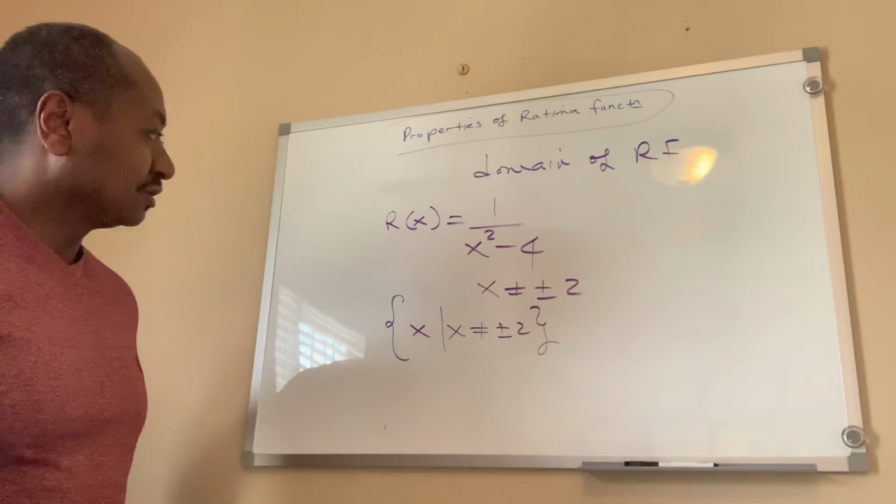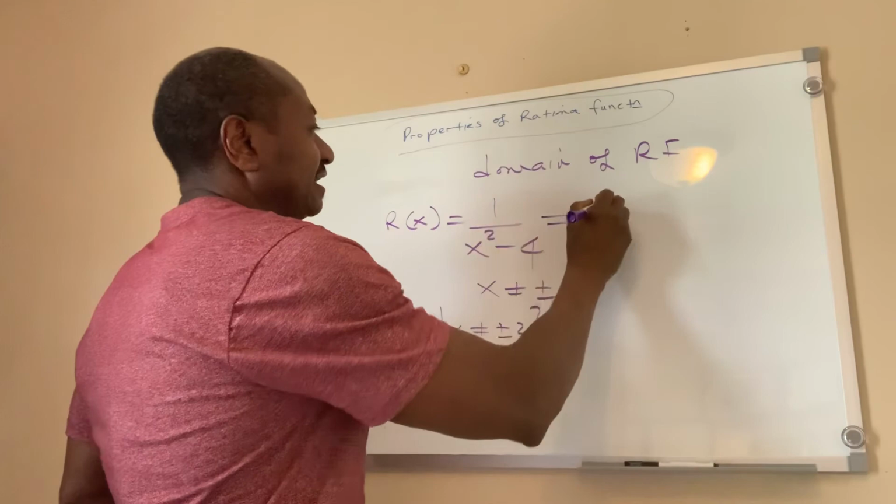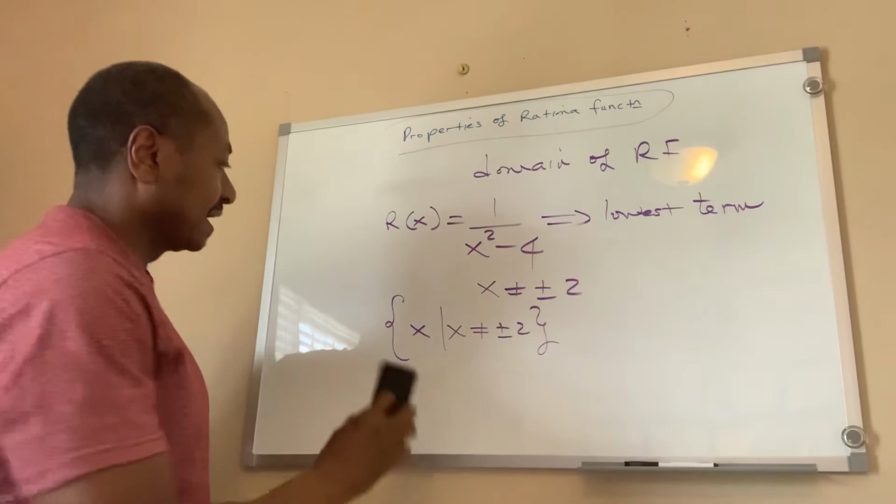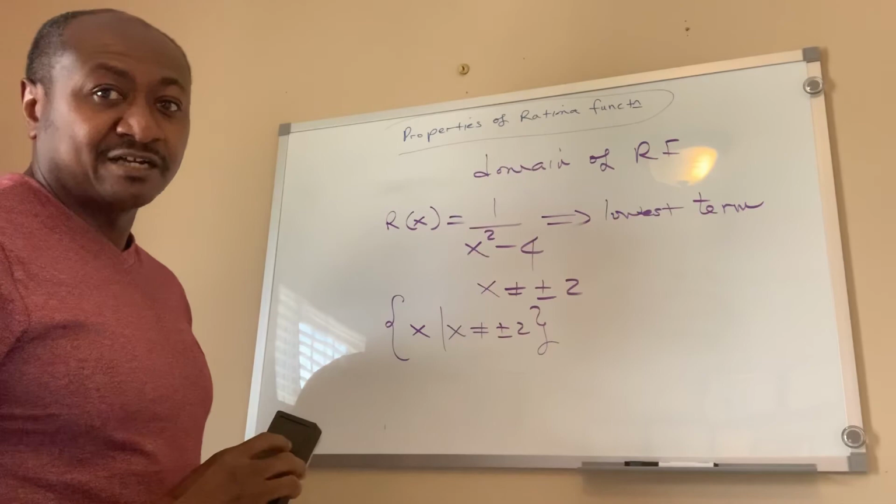Now, mind you, looking at it, you see that this is already in its lowest terms, meaning you can't factor or cancel anything out. So that is how you find the domain of a rational function.